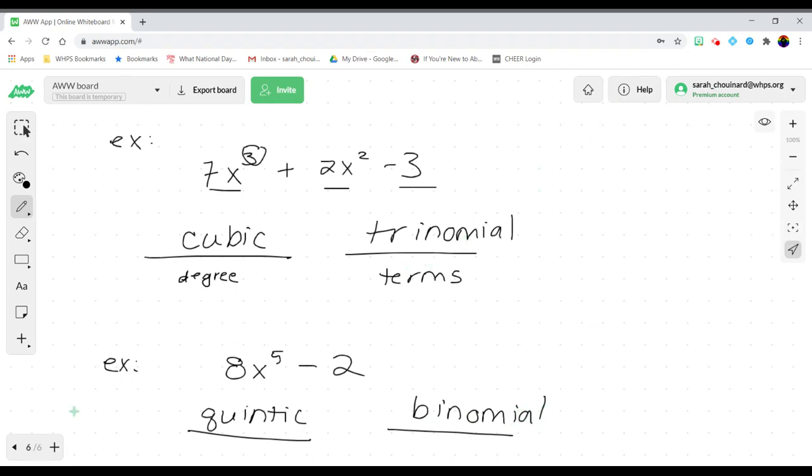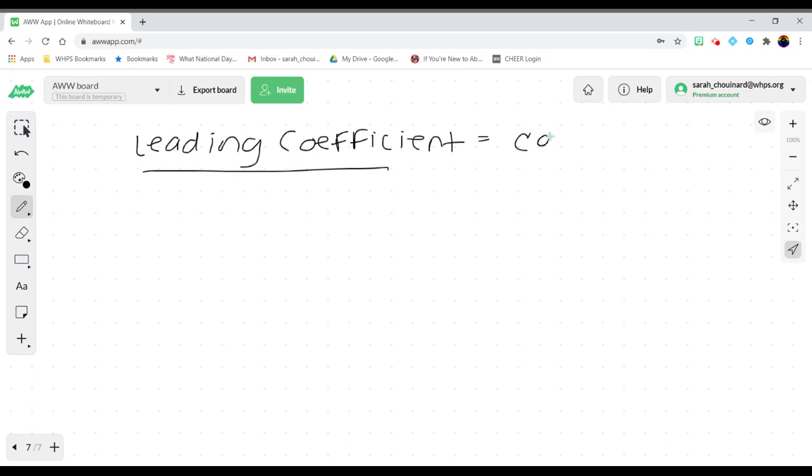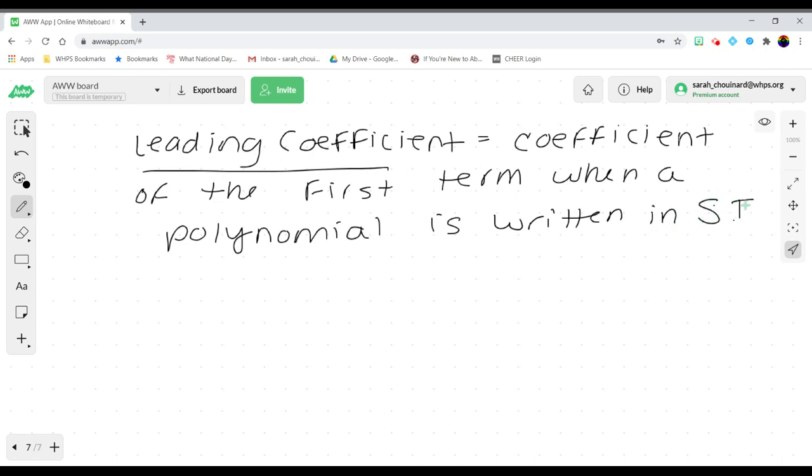So the last vocab word that I didn't include is leading coefficient. Hopefully you recognize the word coefficient. A coefficient is just the number in front of a term. The leading coefficient is the coefficient of the first term when a polynomial is written in standard form. I'm just going to do SF for standard form.